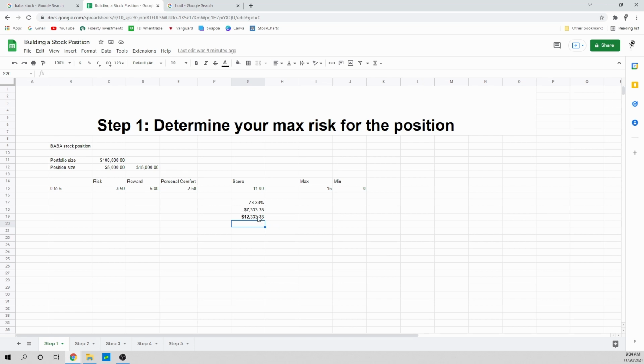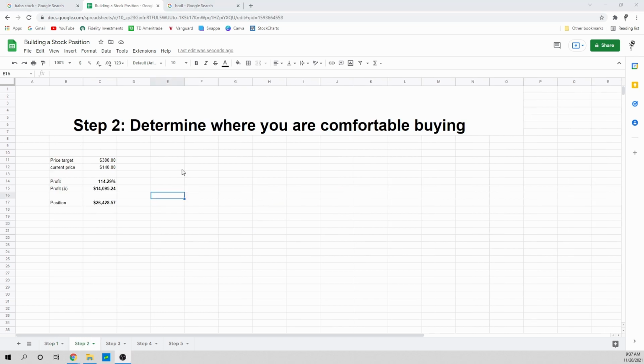Again, you can run these numbers, and this is really just a numerical way of being able to figure out where you feel you should be on a stock. So the next step we have up here is determine where you are comfortable buying. So this will be a little bit different for everyone as well, but personally, like I mentioned earlier, I am looking for 100% returns on a stock.